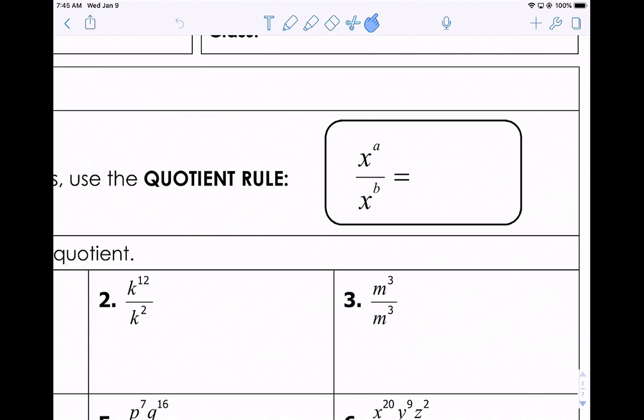So basically the opposite. If I were rewriting this right here, x to the a divided by x to the b, again, notice they have the same base. They both have an x. If this was an x and this was a y, you could not do this. But because they both have the same base, we just subtract a and b. So I would rewrite this as x to the a minus b.